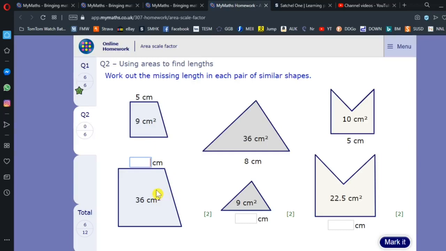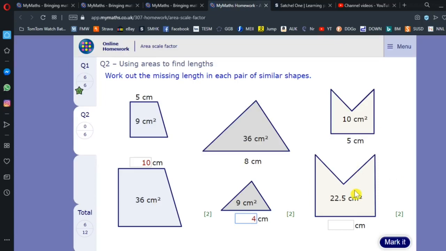Okay, well what we need to do to get the length scale factor is square root 4. If we square root 4 we get 2. So the length scale factor is 2. 5 times 2 is 10 centimeters. Let's look at this one. 9 becomes 36. That's 4 again. Very similar in fact, it's just the other way up. So the area scale factor going this way, upwards, is times by 4. Square root of 4 is 2, so the length scale factor going upwards is 2. So I'm not going to times 8 by 2 because this has got to be smaller. It's going to be 8 divided by 2, it's 4.